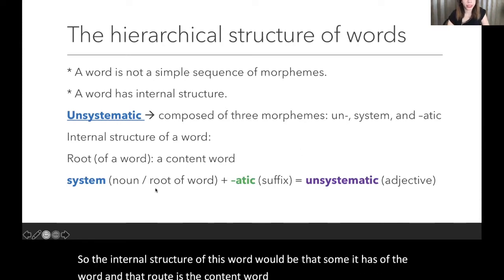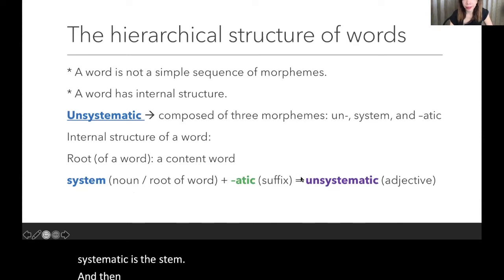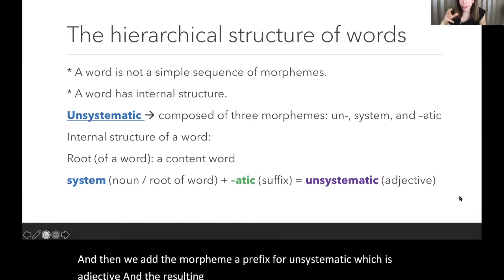Okay, so system, root of the word, also a noun. Then we add the suffix atic, right? So systematic is the stem, and then we add the prefix un for unsystematic, which is the adjective and the resulting word. And that's the internal structure.